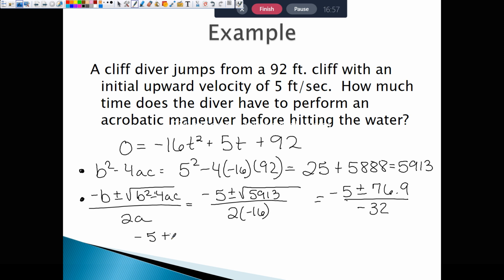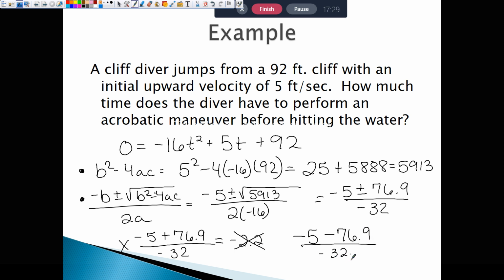Okay, so now I'm going to do my plus and minus of this. So negative 5 plus 76.9 all divided by negative 32. And what is that? Negative 2.2. Am I going to have a negative time? No. So this is not a solution. But our other one hopefully is negative 5 minus 76.9 all over negative 32. Negative 5 minus 76.9 would give me negative 81.9. Negative 81.9 divided by negative 32 would give me a positive 2.56. So my solution is 2.56 seconds.